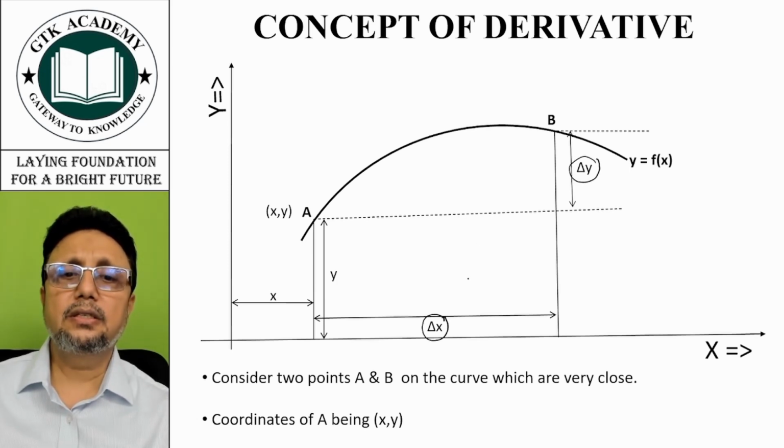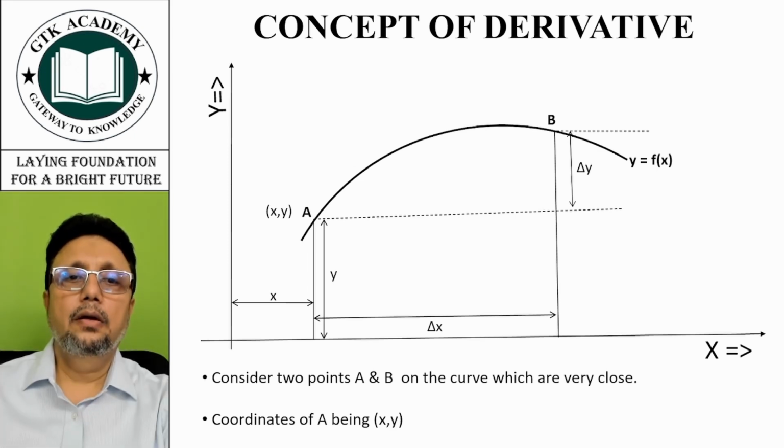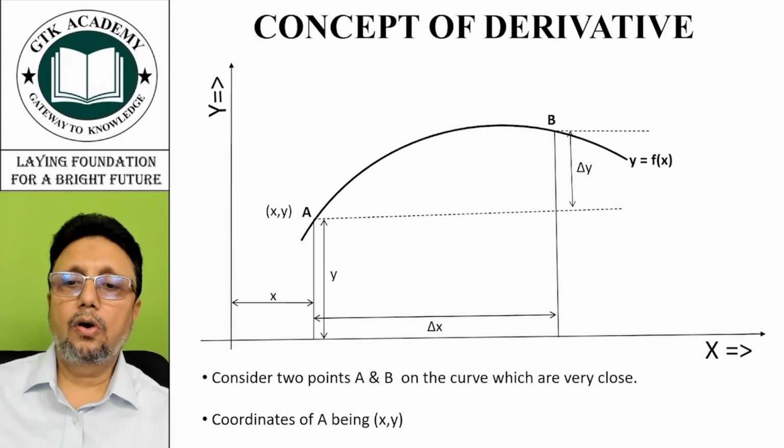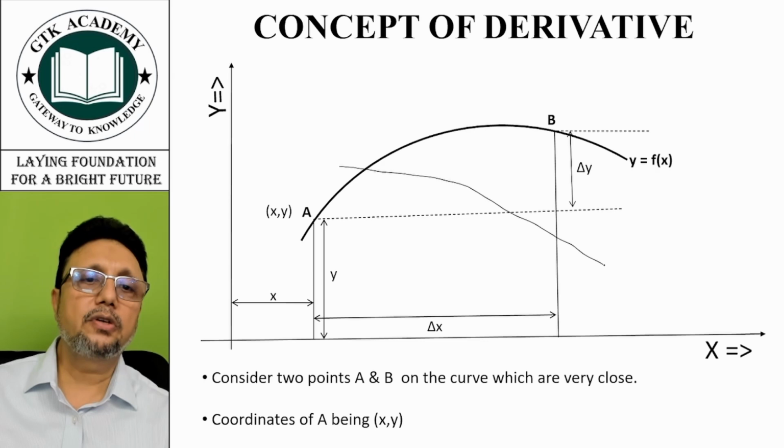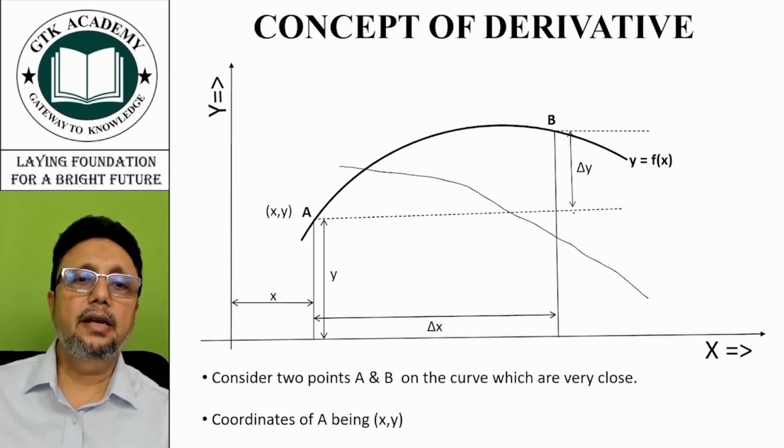So you can see that a small change in x results in a small change in y, which is delta y. Now delta y can be positive or delta y can also be negative. Suppose the curve was like this, then delta y would have been negative.